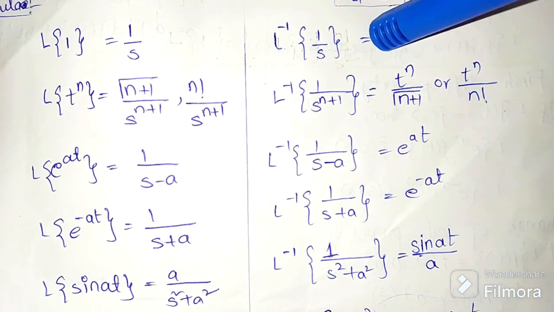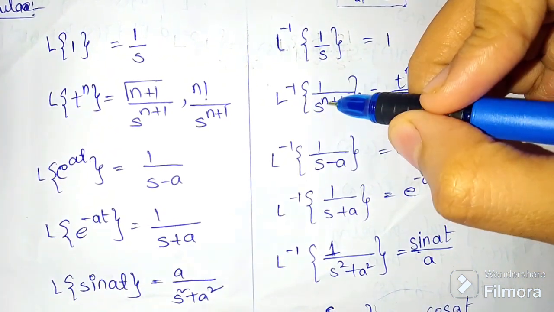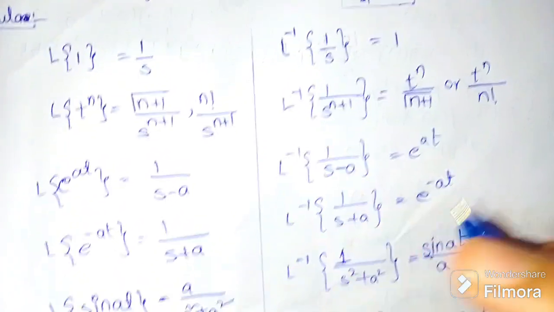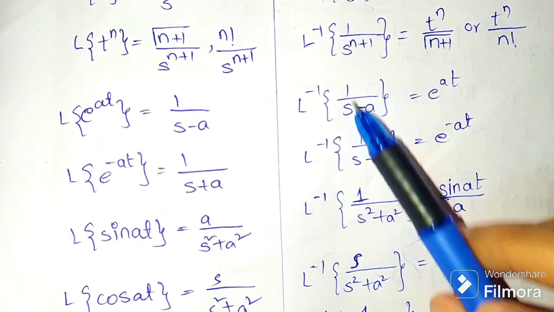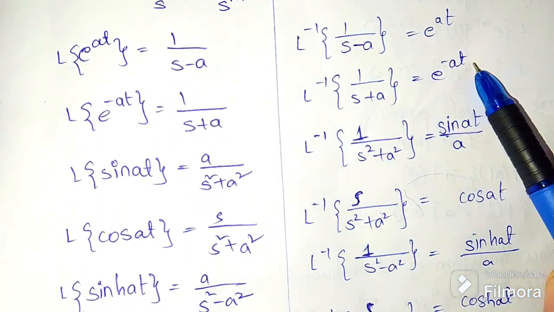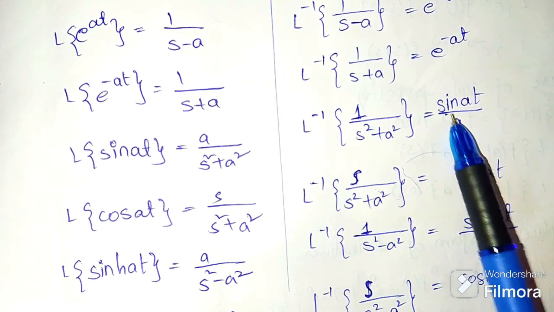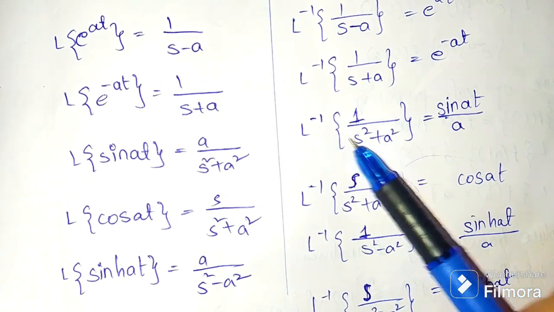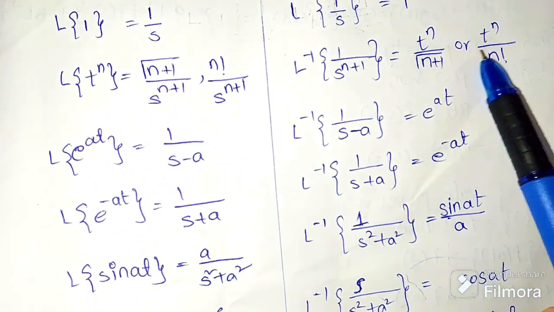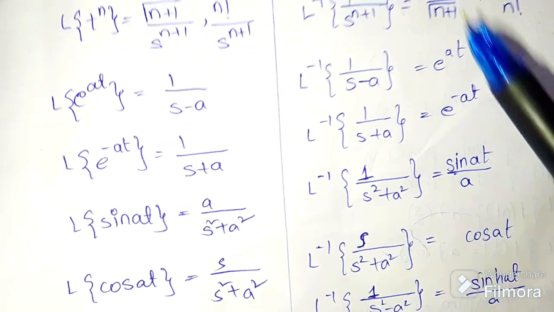Laplace inverse of 1 by s. This came from this only, okay? We kept here n is 0. Then we get 1. Next, Laplace inverse of 1 by s minus a is e power at, and of 1 by s plus a is e power minus at. Here this is very important. Many people forget a. Here we have 1 by s square plus a square. A is constant, no? N is also constant. So you should remember that. N factorial, a, all these are constant. You should not forget them.